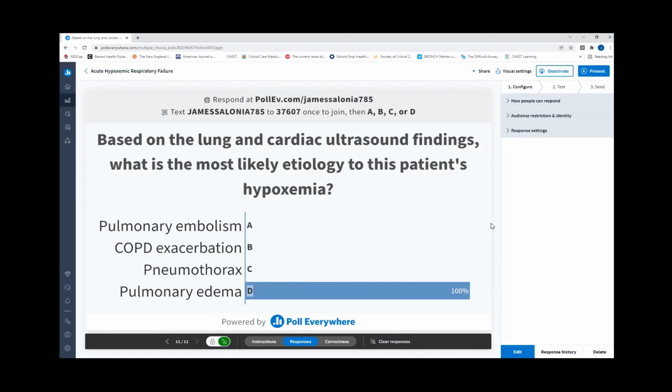So you basically had 3 cases with very similar presentations of hypoxemia, some tachycardia being treated for the same thing, but profoundly different diagnoses because you're using not only your clinical exam, but ultrasound to help identify and understand what could be going on with the patient. So correct, pulmonary edema is the answer here.